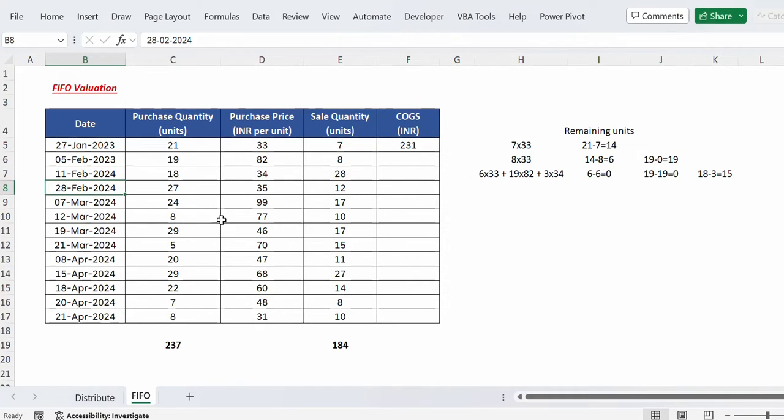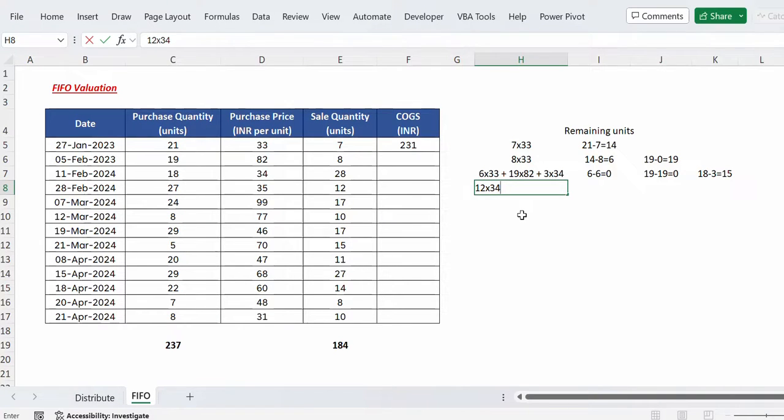Now we will see this last example and then we will move on to the calculations using Excel functions. So if we see for 20th February, we sold 12 units. Now we could cover all these 12 units from the inventory that is still remaining from 11th of February, right? So what will be the cost of goods sold here? It will be 15 multiplied by the price of 11th of February, which is 34. So 15 multiplied by, so it will not be 15, it will be 12 basically. 12 multiplied by 34, right?